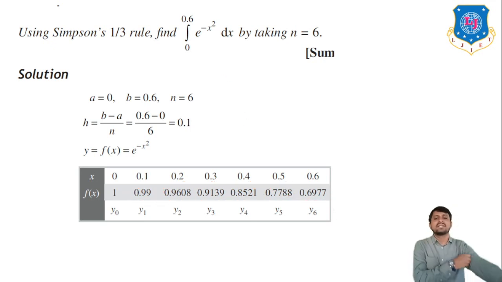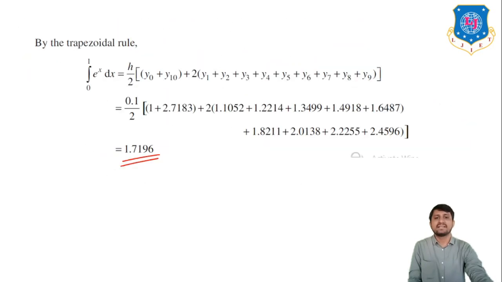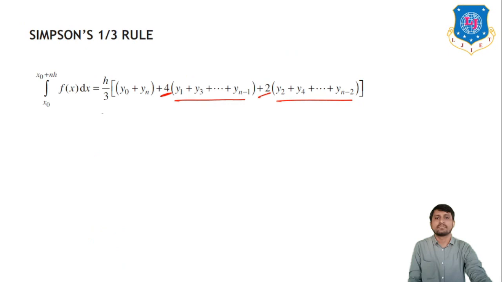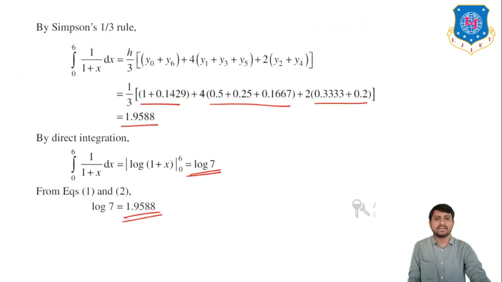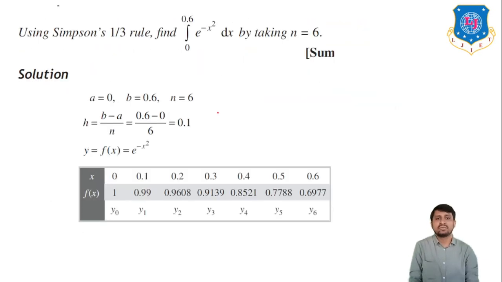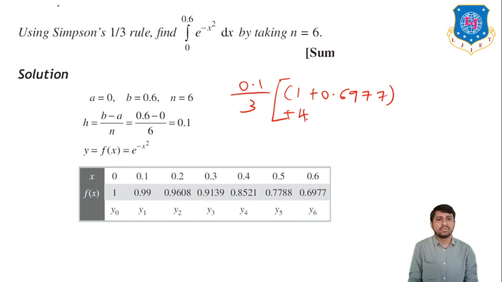Now use Simpson's 1/3 rule. What is my rule? H by 3, y0 plus yn, plus 4 into all odd entries plus 2 into all even entries. Don't forget this is our rule. So let's apply this rule here. H by 3 is 0.1 by 3, y0 plus yn, so 1 plus 0.6977.